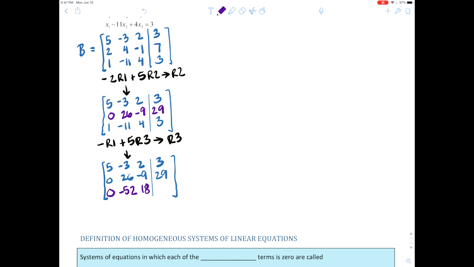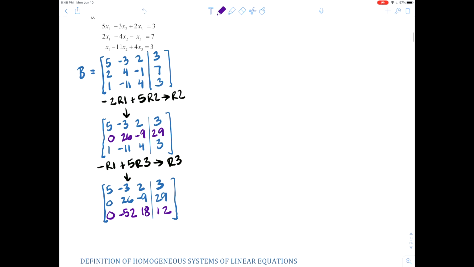And a negative 3 plus, let's see, what do we have? We'll have a negative 3 plus 15 will give us 12. Cool so far? Awesome.